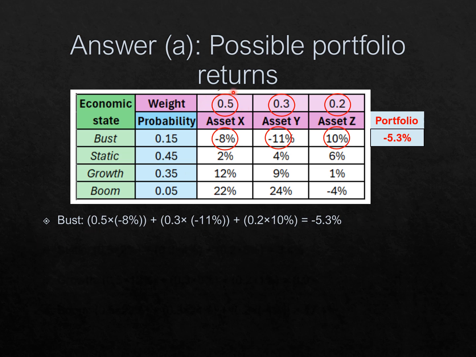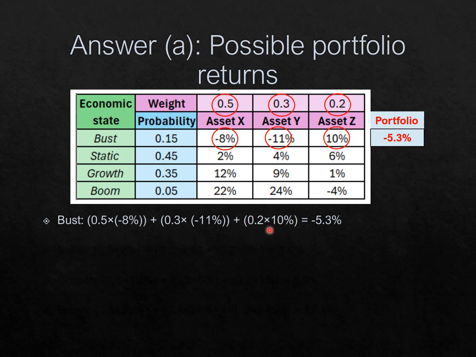So the weight for asset X in the portfolio is 0.5, because 50% of your portfolio will be made up of asset X. And asset X return will be negative 8% under bust. So it's 0.5 multiplied by negative 8 plus 0.3 multiplied by negative 11% plus 0.2 multiplied by 10%.